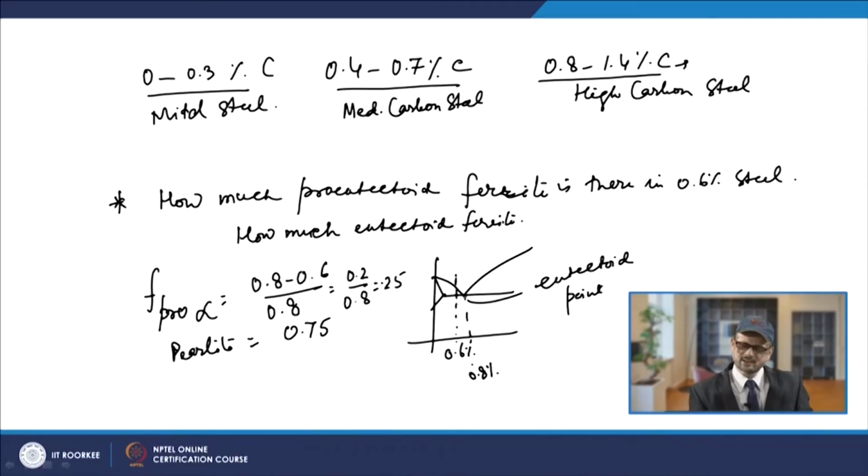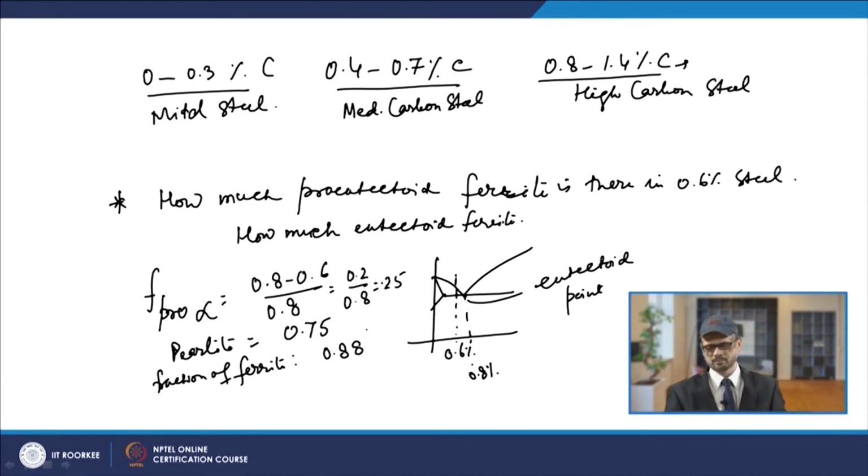So, if you try to find the amount of ferrite formed according to this reaction, it will be 6.67 minus 0.8 divided by 6.67. That will be the fraction of ferrite at the eutectoid point: 6.67 minus 0.8, that is 5.87, divided by 6.67. If you take the ratio, it is about 0.88.